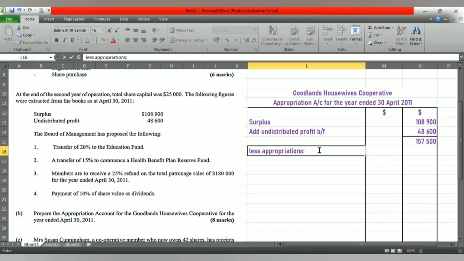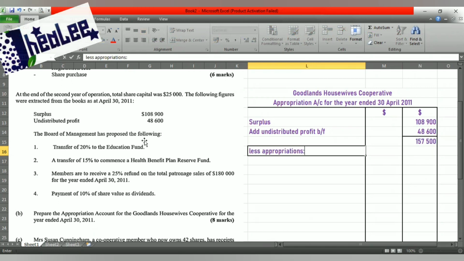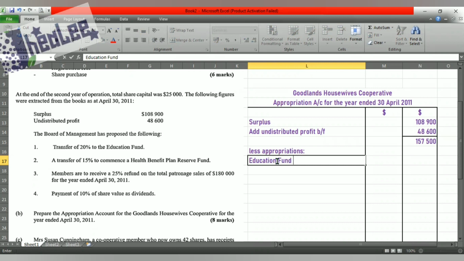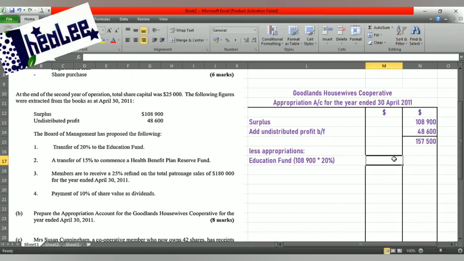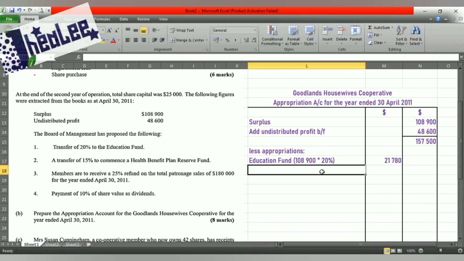Now, the appropriations based on the question, remember, the Board of Management has proposed the following. The first one there is education fund. You're to transfer 20% of the surplus to the education fund. So for the calculation, that's 108,900 times 20%, and that gave us $21,780.